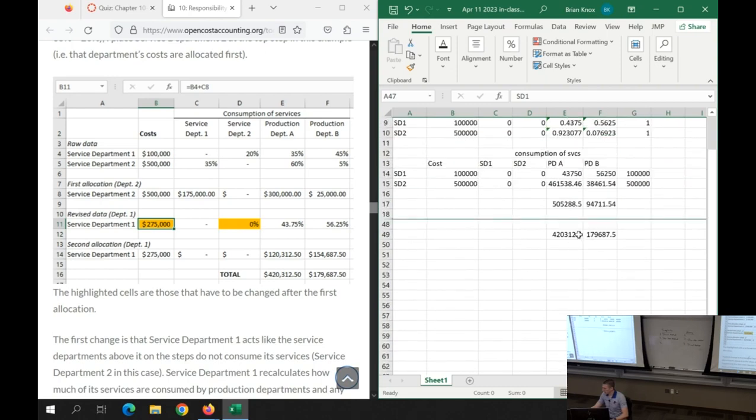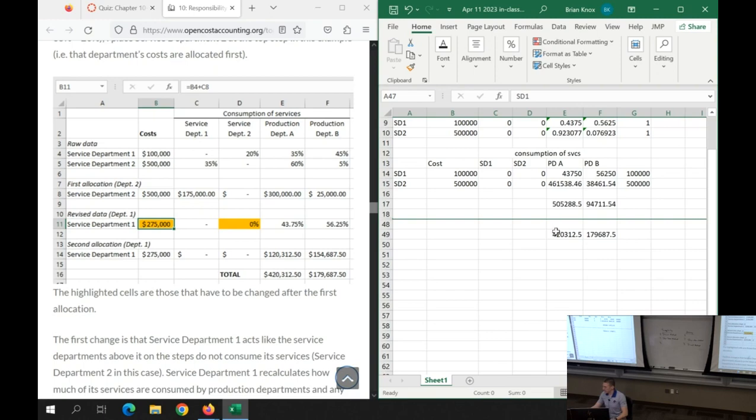All right, so when we did the step-down method, here's what we got. Department A, $420,000. Department B, basically $180,000. The direct method, we were $80,000 off. So just by incorporating, we have $505,000 to production department A and $94,000, $95,000 rounding to department B. So we have changed that allocation by a significant margin by incorporating a portion of the interdependencies.